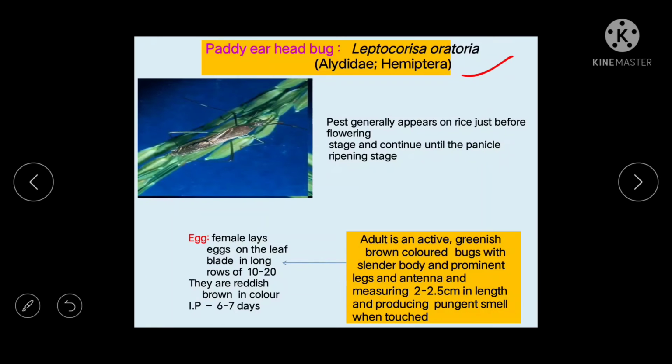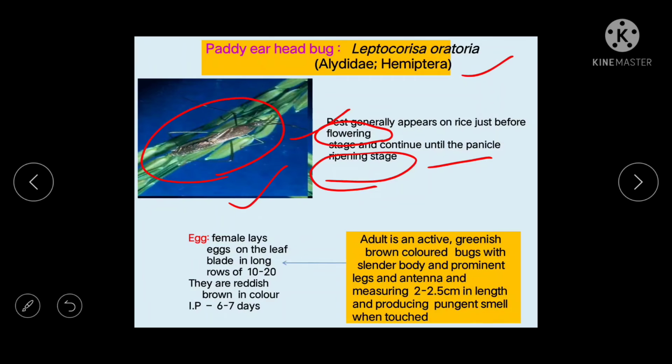The pest generally appears on rice just before flowering. So when will they attack? Just before flowering, and they continue until the panicle ripening stage. So they stay on the plant until the panicle ripening stage. This is also an important question that will come about the earhead bug: when they will attack.